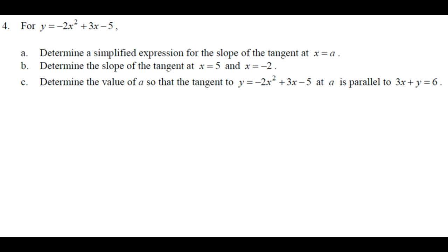4. y equals negative 2x squared plus 3x minus 5. That's a parabola. It opens down. It's got a vertex somewhere. I don't know where, and I'm not completing the square to figure it out. Determine a simplified expression for the slope of the tangent at x equals a.